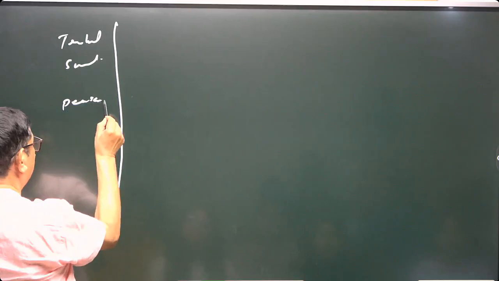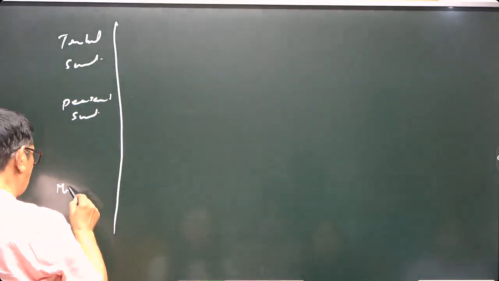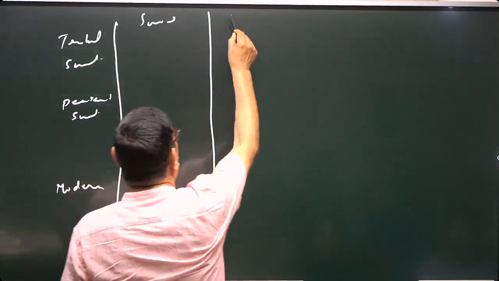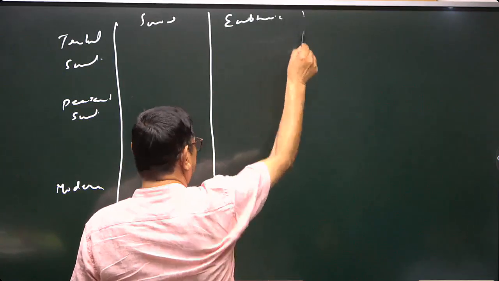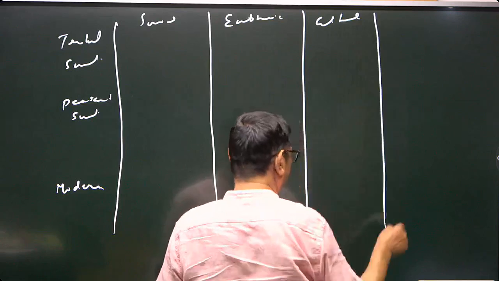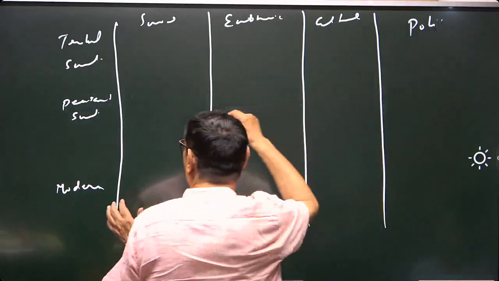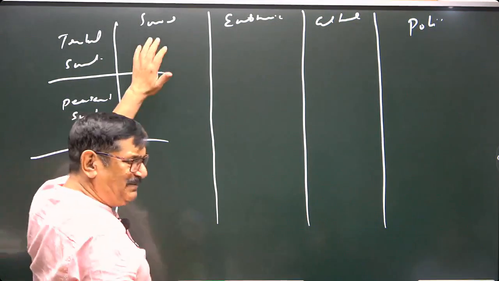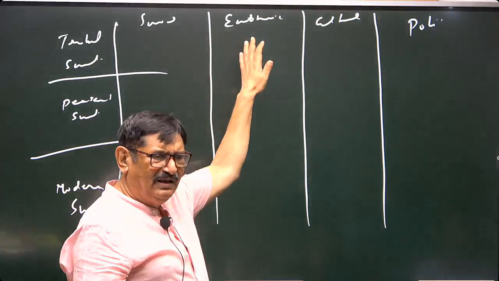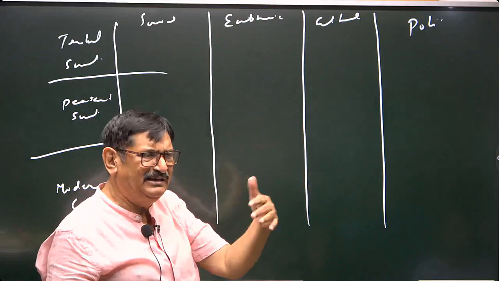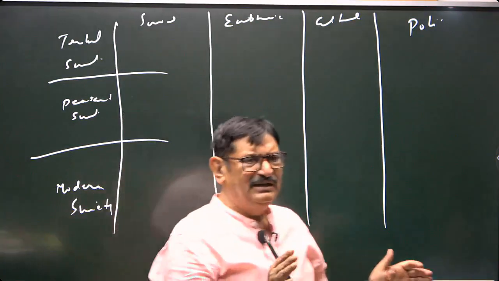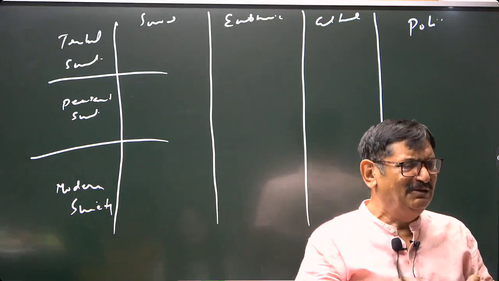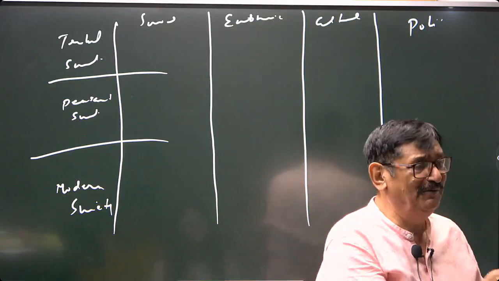how in India there are three societies: tribal society, peasant society and modern society. In this I showed on five lines, social, economic, cultural, political, how India is in between tribal and modern society. He made a comparison between tribal and modern and showed that Indian society is now in between tribal and modern society at all these levels.